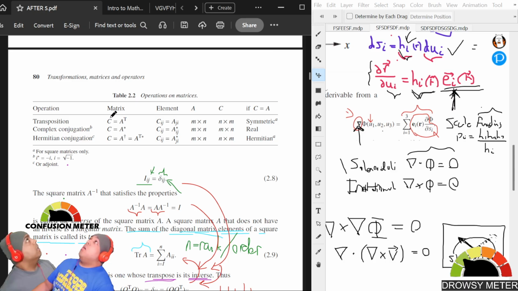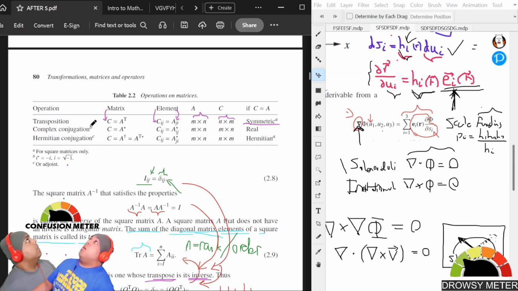Okay, transposition. C equals A transposed. If C is A transposed, then Cij is Aji, I agree. And A is M times N, C is N times M. If they're both equal, and in this case they need to be square, because that's the only way M times N is N times M after transposing, they are called symmetric. So if you transpose it and they're equal, it's symmetric.